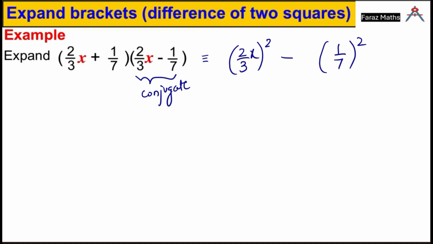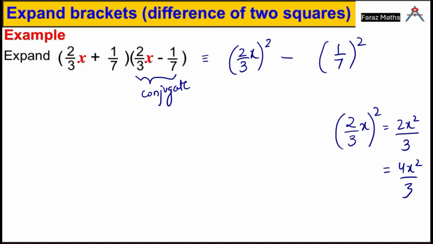Now be careful while squaring 2 over 3x. The common mistake most of the students make is that they do it like this: 2 over 3x whole square, they write 2x square over 3, or 4x square over 3. Both answers are wrong, because you have to square each and everything inside the bracket. So this will give you 2 square means 4, x square, and 3 square is 9, minus, same you have to do with the second one, square of 1, square of 7.